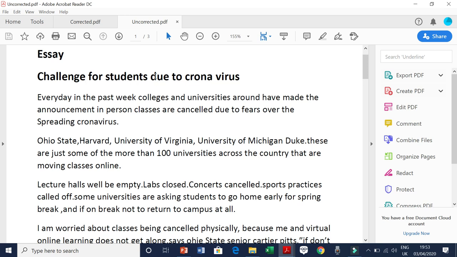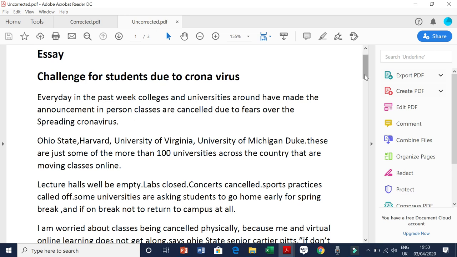Now, these are the prepositions. They should remain small: "due to coronavirus." Now look at the spelling. Corona, with capital C, and coronavirus is one word. It should be there. Fine.